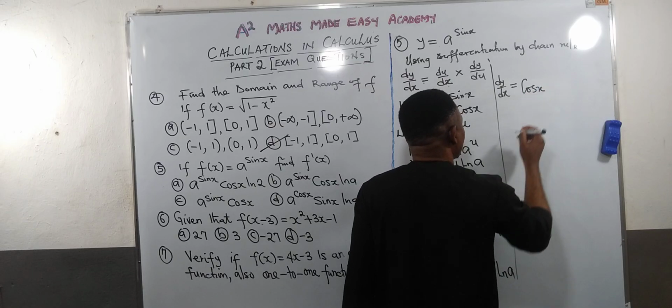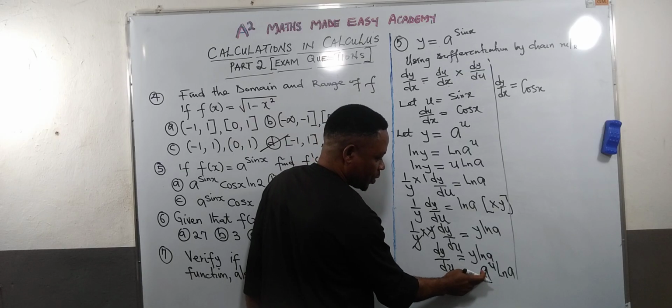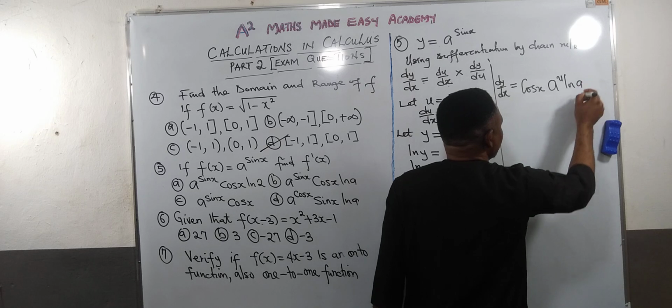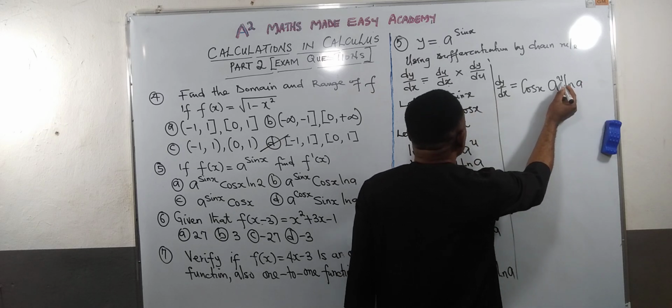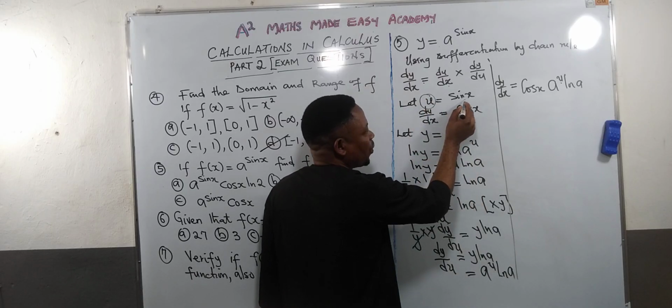Cos x. Then the next thing is dy/du. Look at it: dy/du. What's the value? A raised to power u, then ln A. Finally, substitute for u. Do we know the value of u? I believe that is from this now. u is sine x.